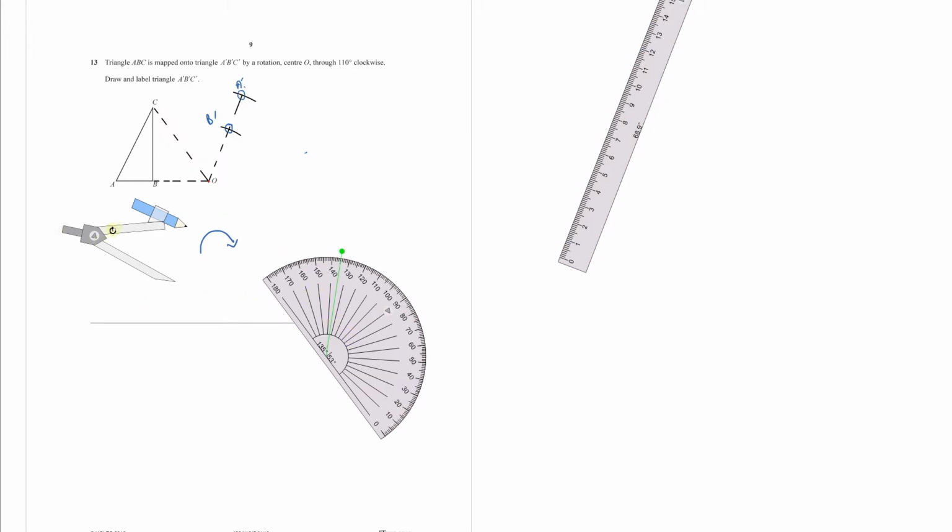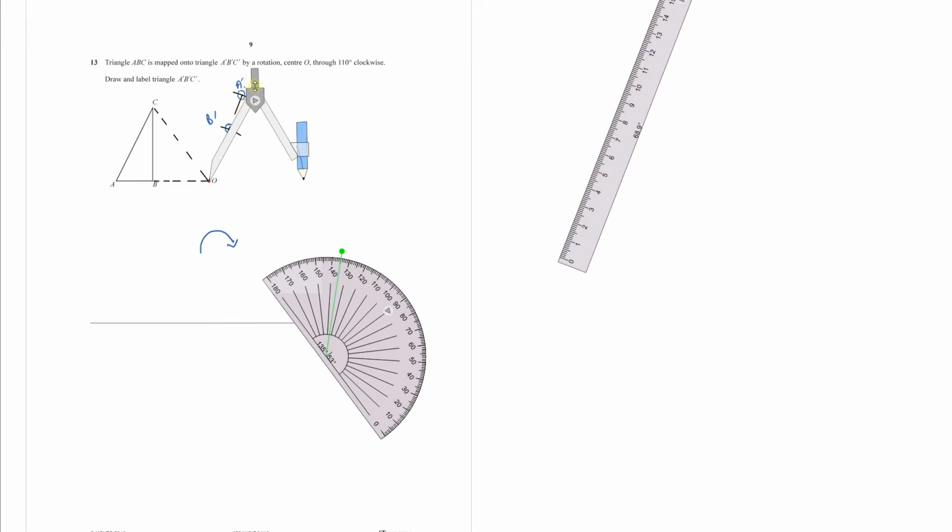And then I also have to draw the arc which represents this distance OC. So let me open it up till C, which is here. And then I will rotate it here and draw the arc here.